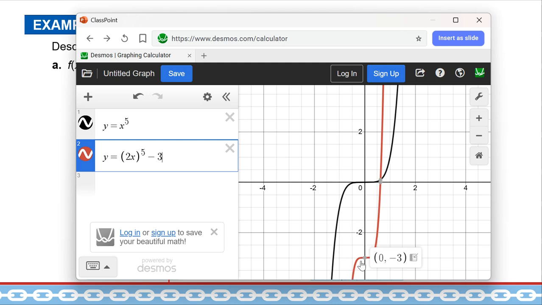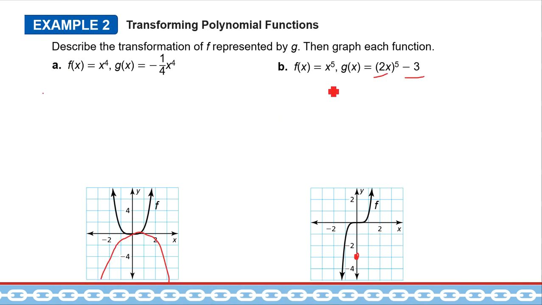Right, so I do see that shift down 3. But notice that this graph tightens in, right? It grows much faster. So here we have a horizontal shrink by a factor of 1/2 and translate down 3 units. So it's tighter, it grows faster because of that 2 inside the parentheses.